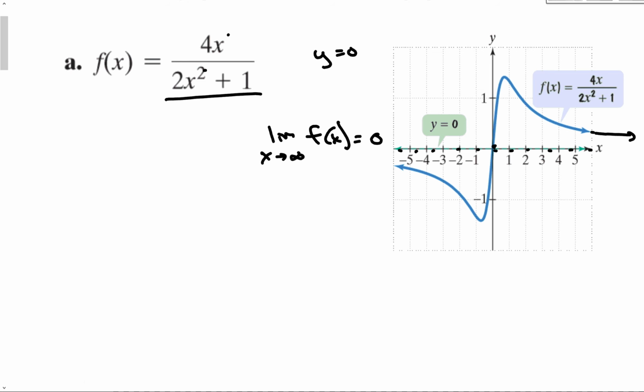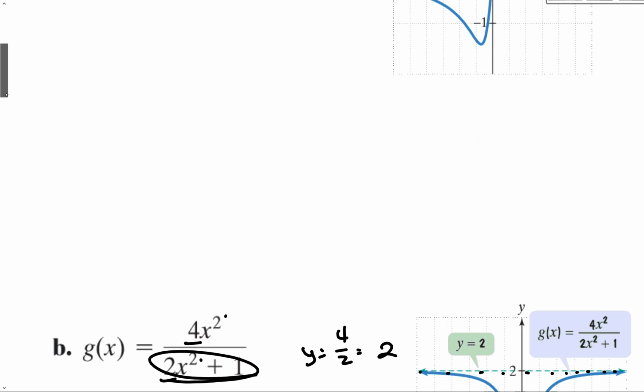Same with this one. There are no vertical asymptotes because there's nowhere that the denominator makes this function undefined.